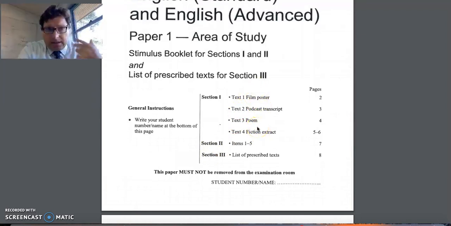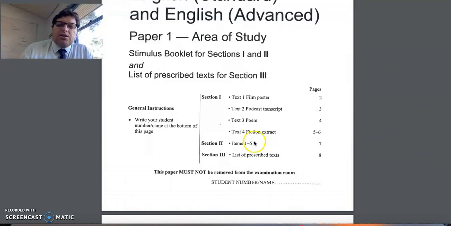What you'll do is you'll get a piece of information that will tell you the types of text that you'll be facing with an exam. In this case, last year, they got a film poster, a podcast transcript, a poem, and a fiction extract. And that's pretty standard. You'll get an image, you'll get extended pieces of writing, both critical, autobiographical, and creative. You may or may not get poetry. Poetry, it's good if you get it because it's not as difficult to read, but it is much more difficult to interpret.